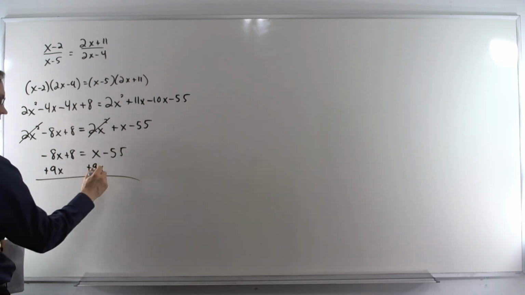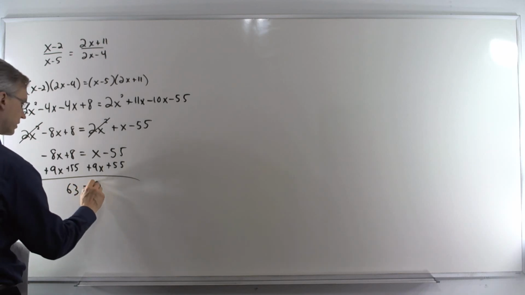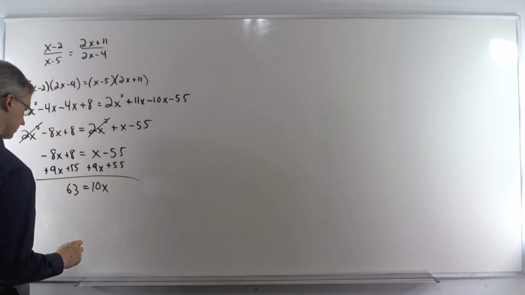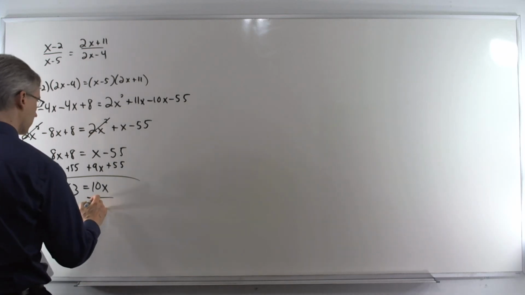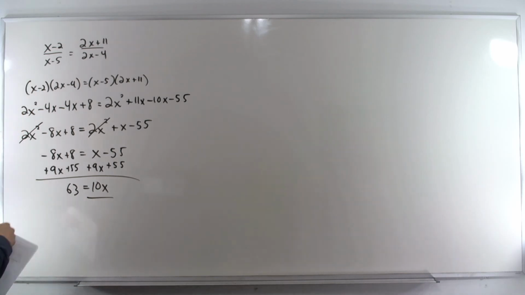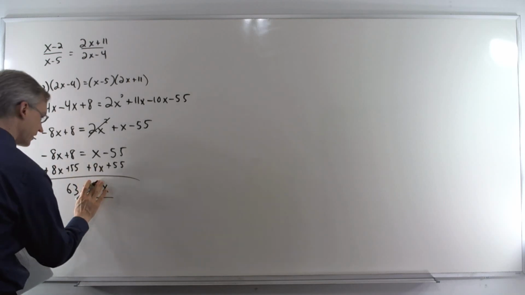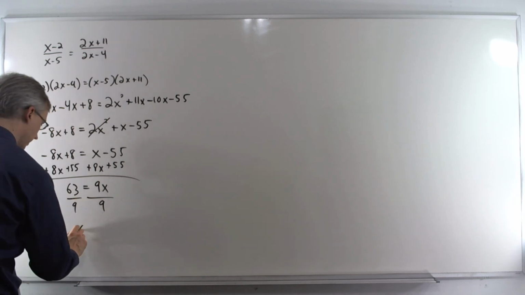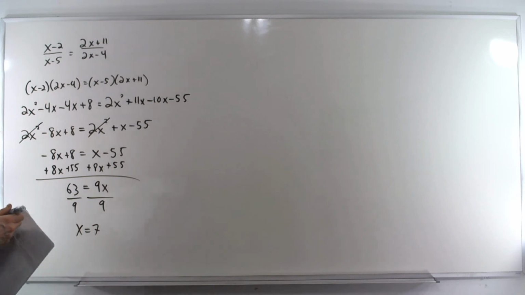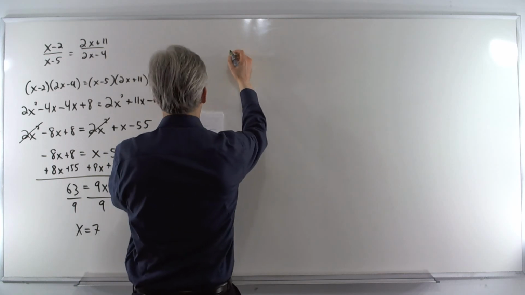So I'm going to move all the x's to the right, all the numbers to the left. So it gives us 63 equals 10x. Hang on one second. Oh, geez. I added the sum already. I'm supposed to be adding 8x. There we go. That makes more sense. Divided by 9, we get x equals 7. Your turn.